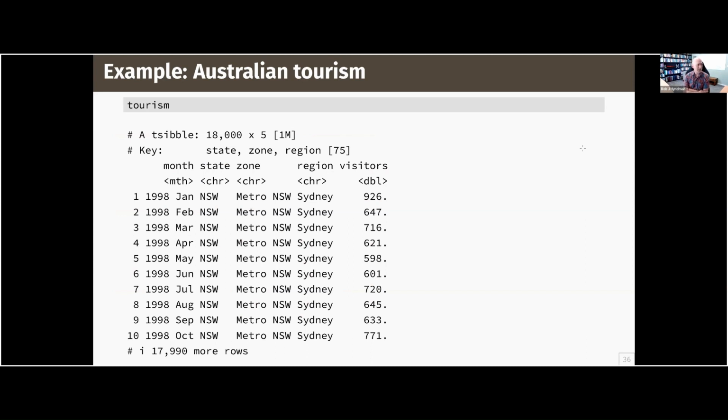In Fable, we use Tibble structures. So this is a time series Tibble, and this tells us it's got 18,000 rows, 5 columns. It's monthly data, 1 month apart. There are 75 different series here for the different states and zones and regions. So every row is the number of visitors in thousands in that month to that state, that zone, and that region.